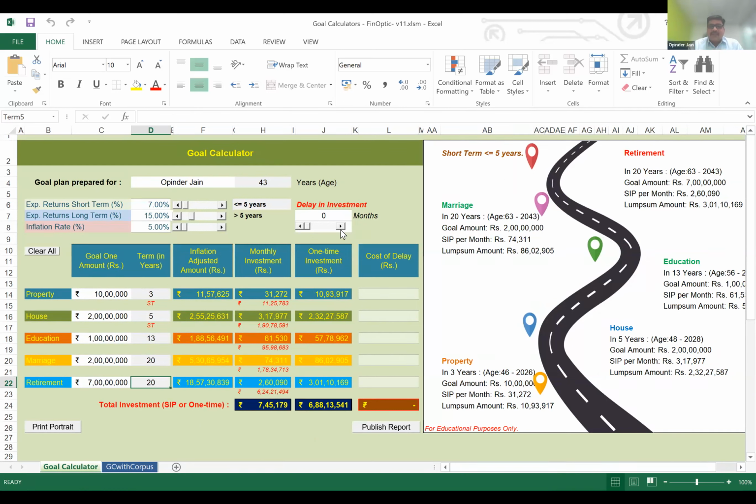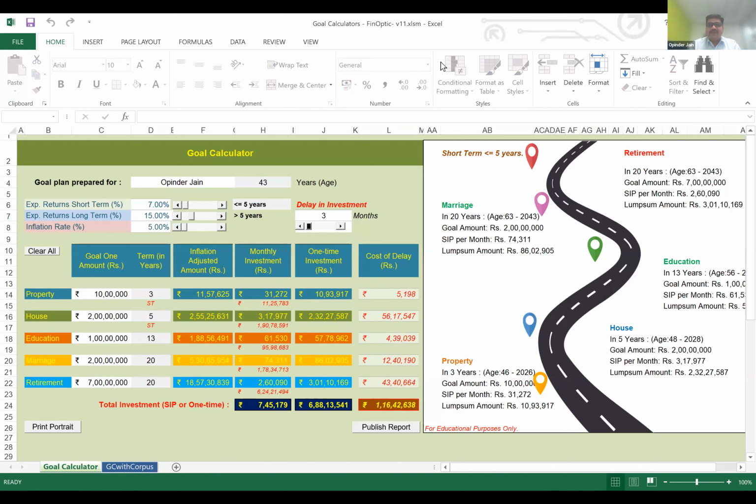But just see the magic, or see what happens if you delay your investments by 1 month. If you delay your investments by 1 month, your shortfall in the goal is 75.84 lakhs. Just a 1 month delay, 7 lakhs to 75 lakhs. It is more than 10 times by delaying your investment by 1 month. Are you with me on this, guys?